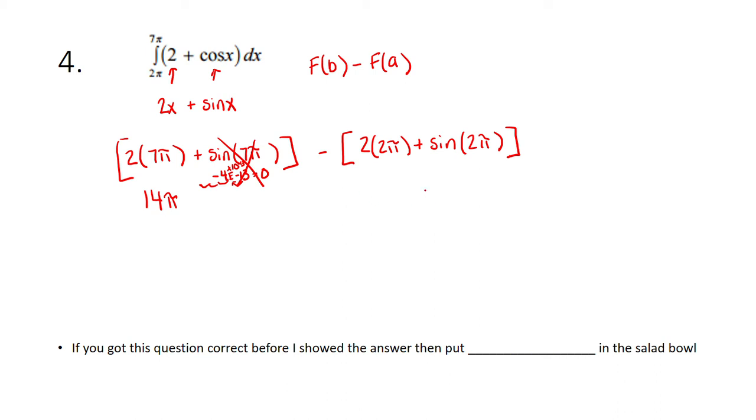Okay, now over here we have 4 pi, and we're going to subtract this, so I'm going to put this in parentheses, and then we're going to figure out what sine of 2 pi is, which gives me 0 in my calculator. So the only thing I have to worry about here is doing 14 pi minus 4 pi, and that gives me 10 pi.